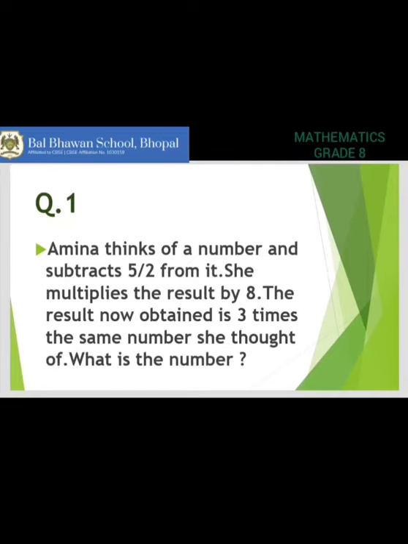Question number 1 is, Amina thinks of a number and subtracts 5 by 2 from it. She multiplies the result by 8. The result now obtained is 3 times the same number she thought of. What is the number? Students, here we have a very interesting situation.